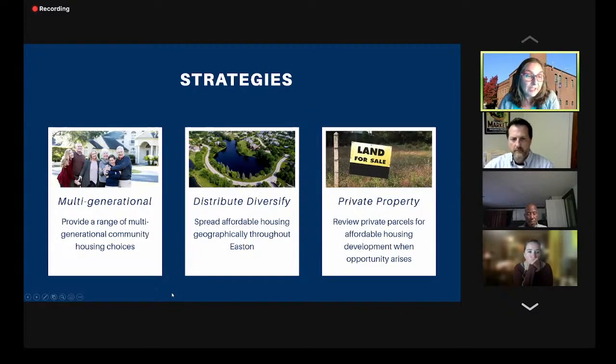Multi-generational housing to provide a range of multi-generational community housing choices. We want to distribute and diversify the housing, spread affordable housing geographically throughout Easton and not locate it in just spots where it's just not appropriate. And private property, review private parcels for affordable housing development when opportunity arises.